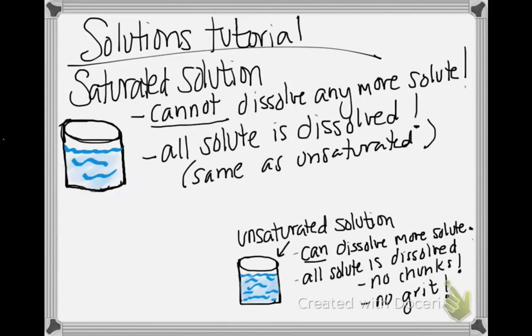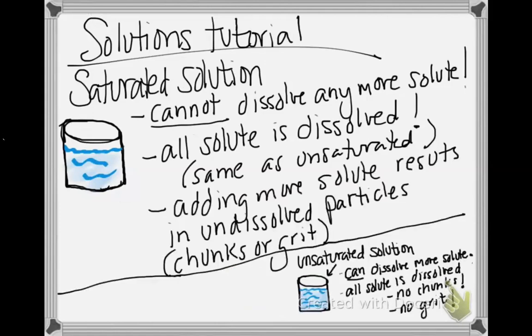If we add more solute to a saturated solution, this will result in undissolved particles. In other words, we'll have chunks in the solution or we'll have grit at the bottom. That's where a saturated solution begins to look different from an unsaturated solution.